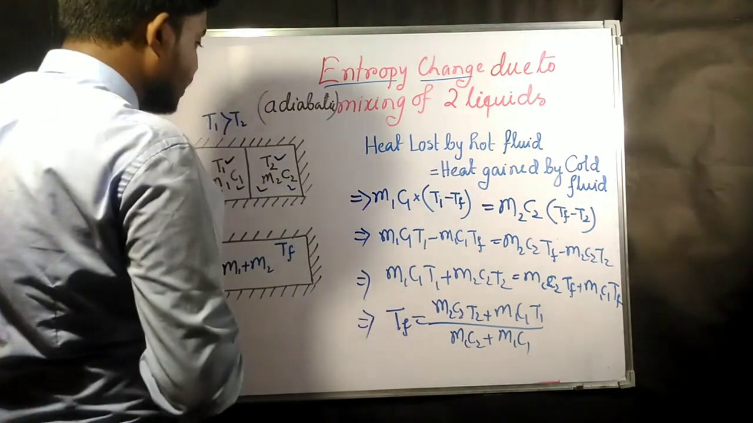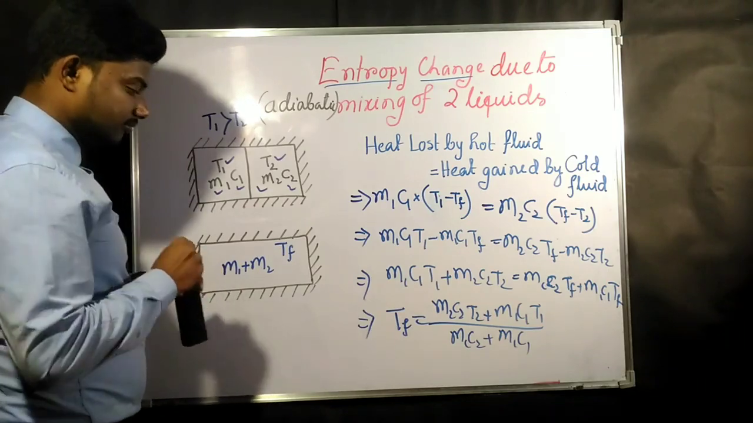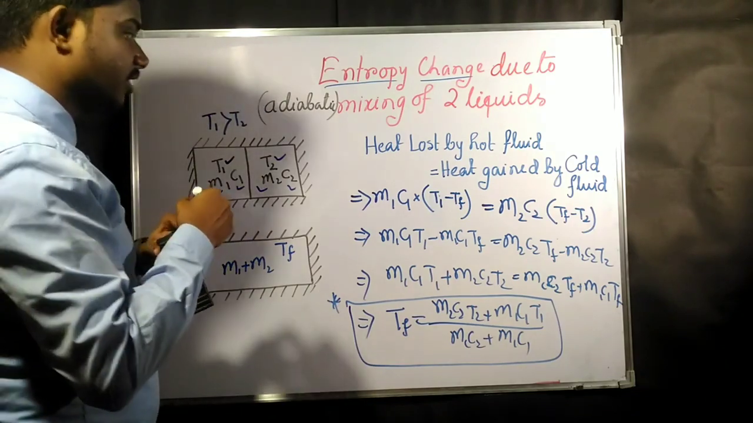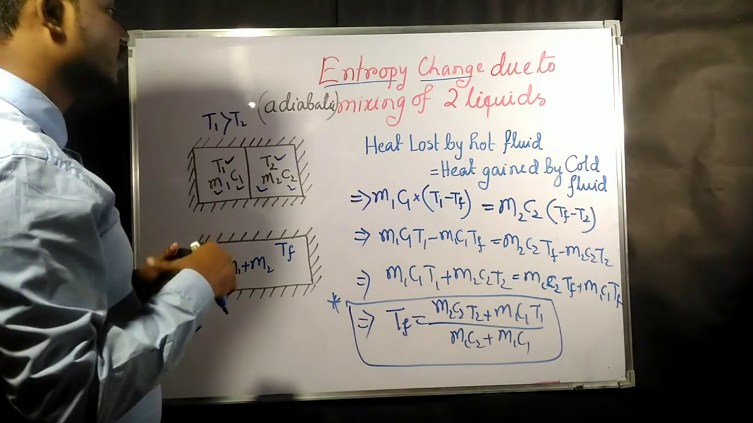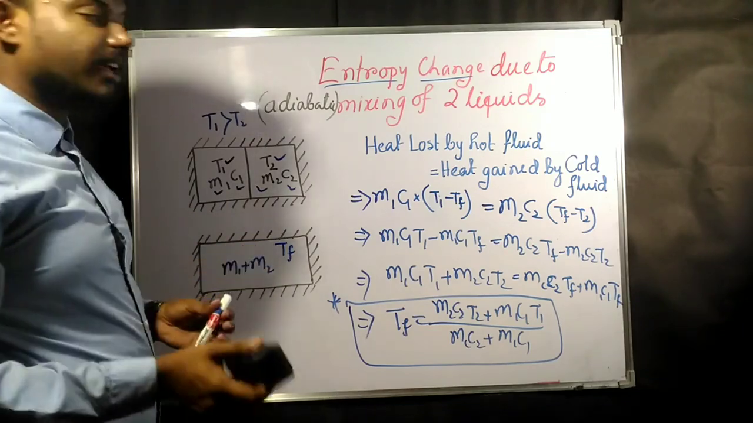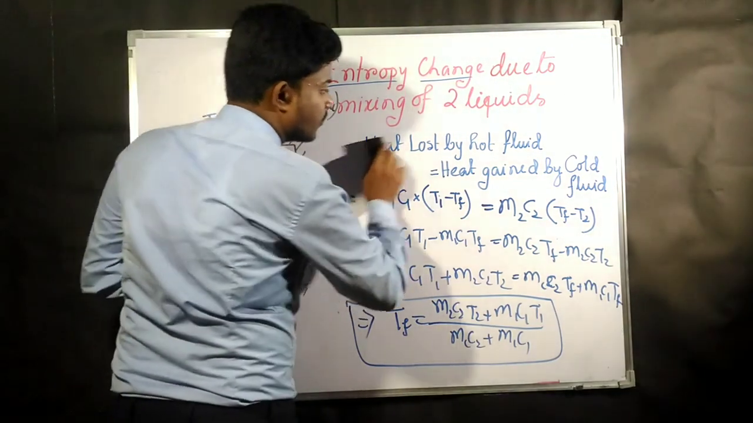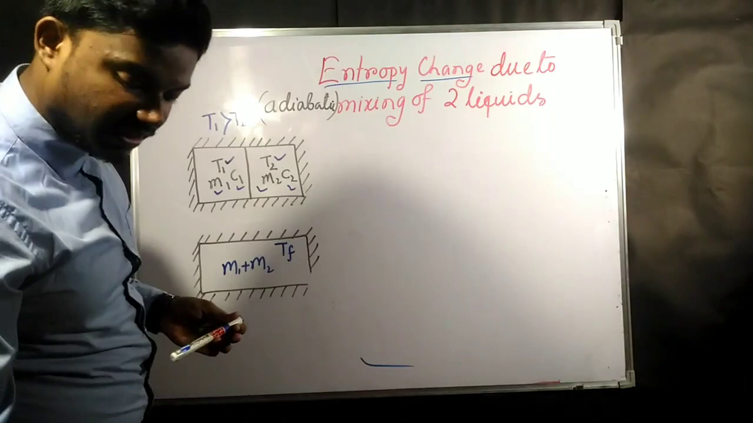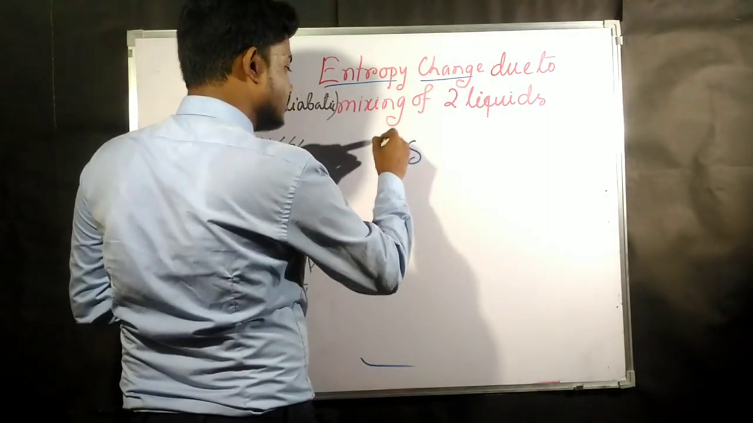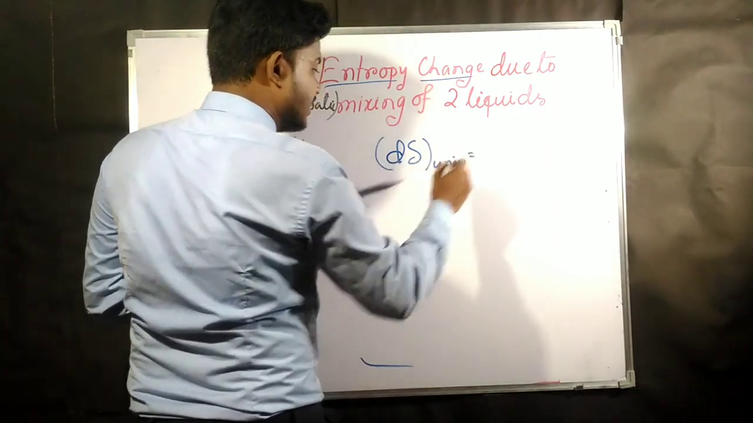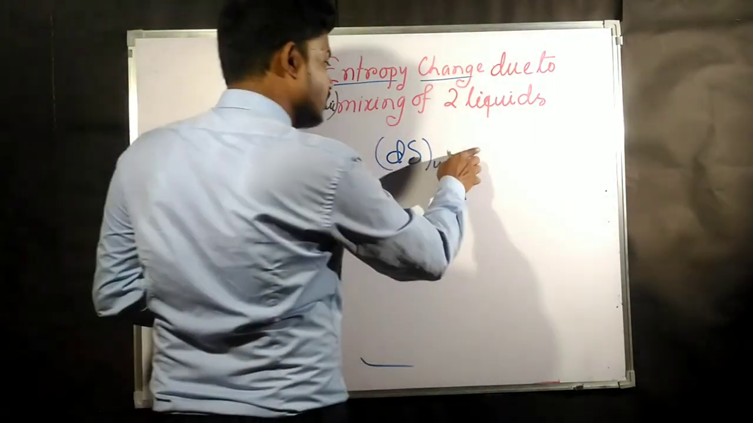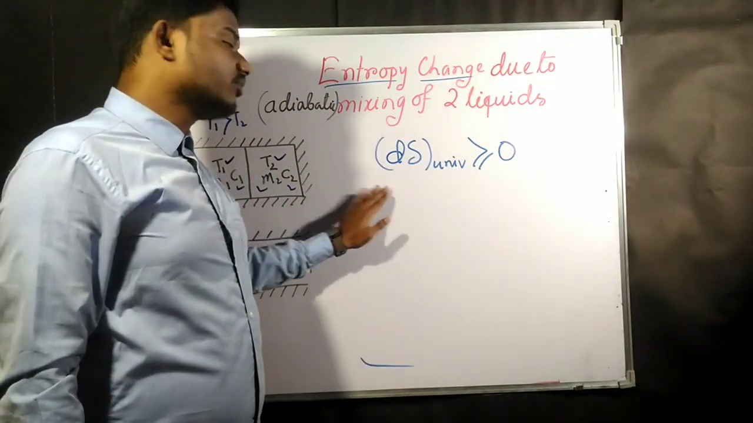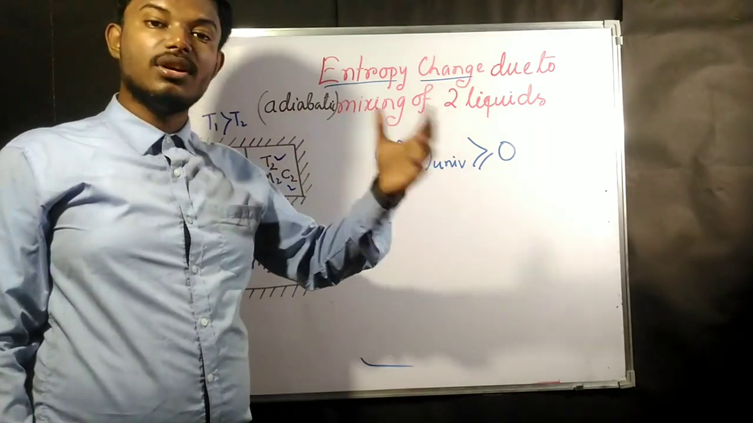Now after that, this thing is going to be very important for solving questions. After that we need to find the entropy change. So now we all know that dS universe is always greater than or equal to 0, because we have seen that the entropy of the universe is never going to decrease.